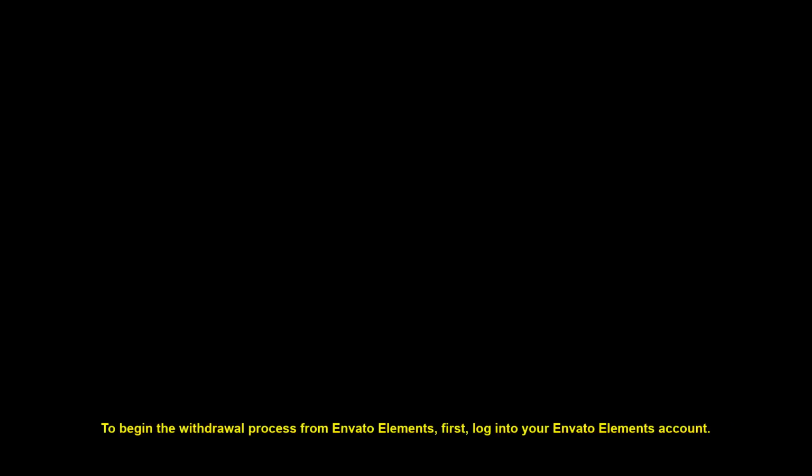To begin the withdrawal process from Envato Elements, first, log into your Envato Elements account. Once logged in, navigate to your downloaded files section. Locate the specific item you wish to withdraw. Click on the item to open its details page. Review the licensing information associated with the asset. Make sure you understand the terms of use for the file.